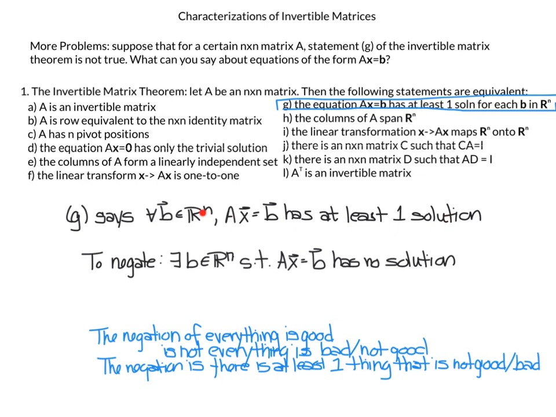That will make this statement false. So again, to make this statement false, you only have to find one b such that Ax equals b has no solution. The important part is to make sure you include your quantifiers here, and you don't say that Ax equals b has no solution. It's that at least one b has no solution.